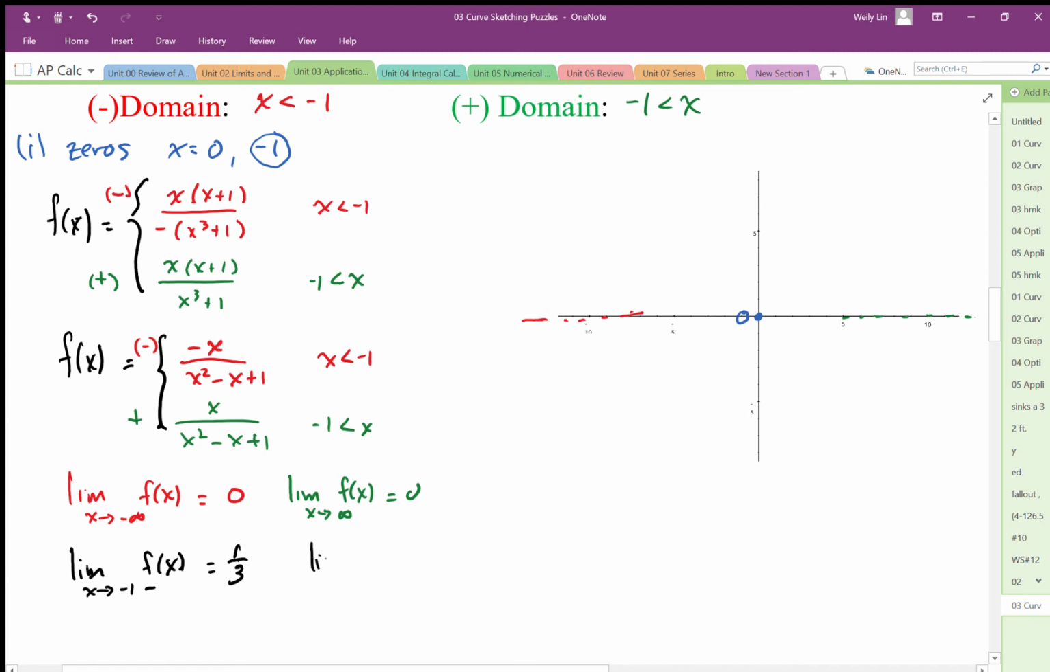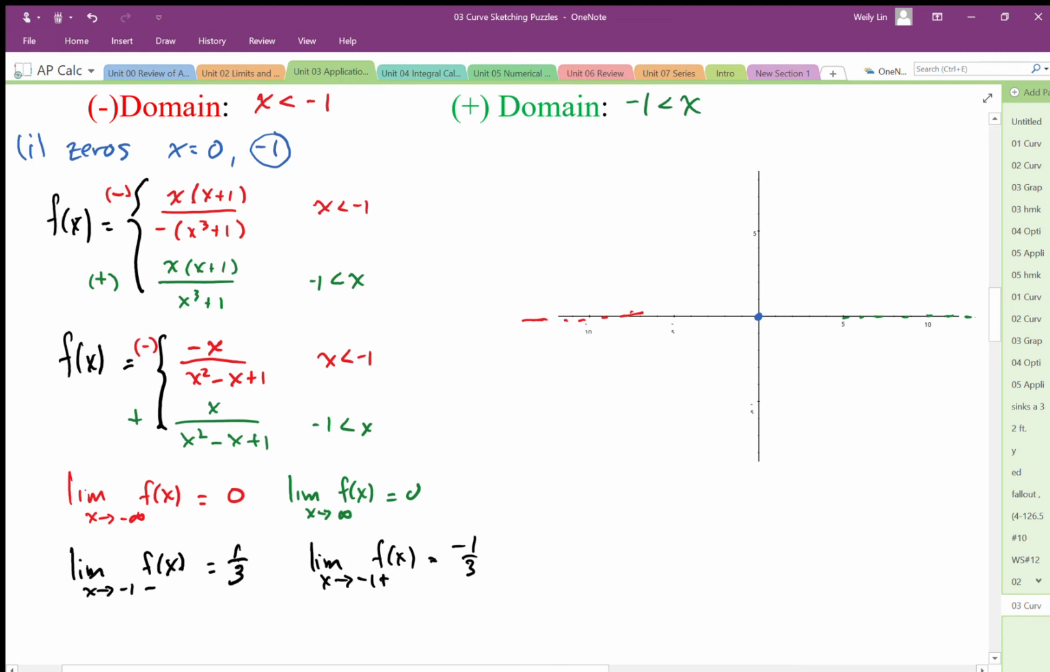And the limit as x approaches -1 from the positive side, we're going to use the bottom function. So we're going to end up with negative, positive, positive, positive. So it's going to be -1/3. Okay, so it looks like there's not a hole there.